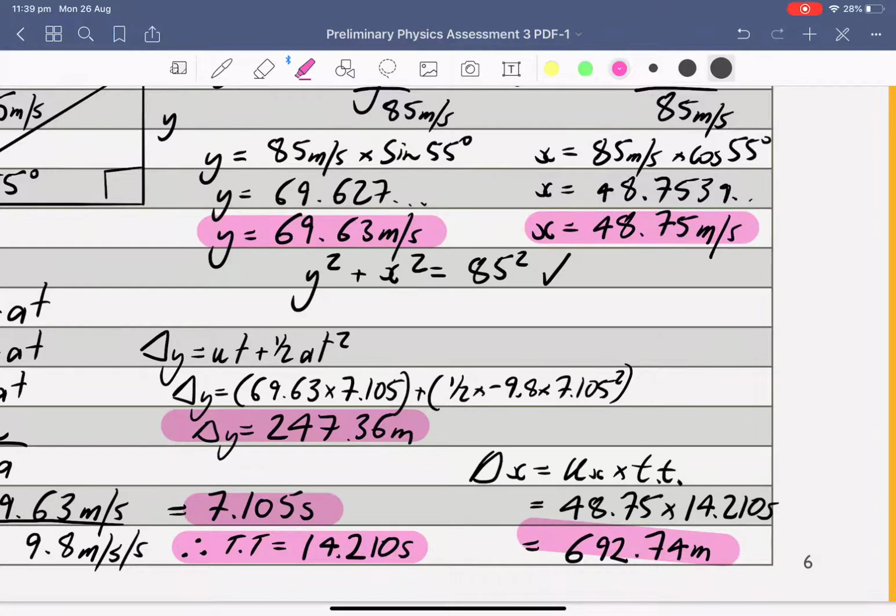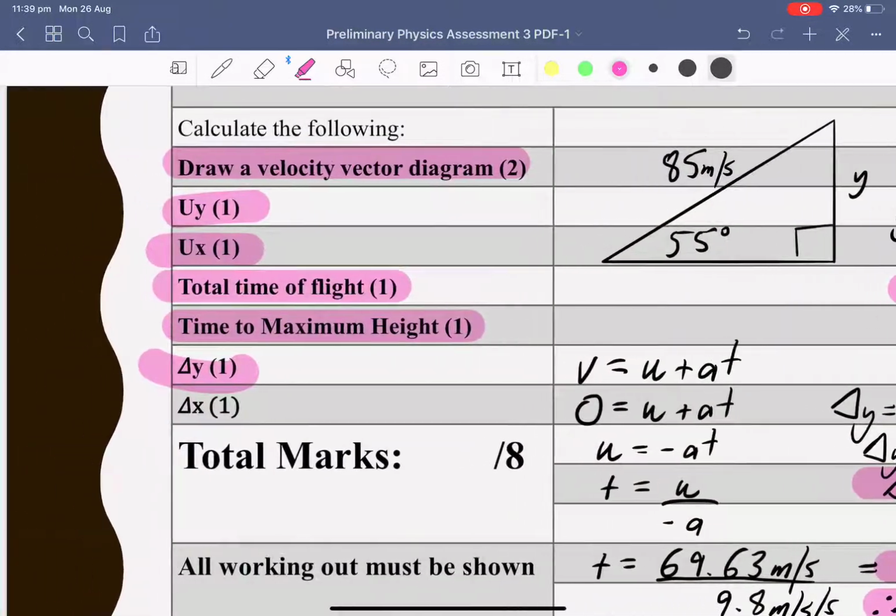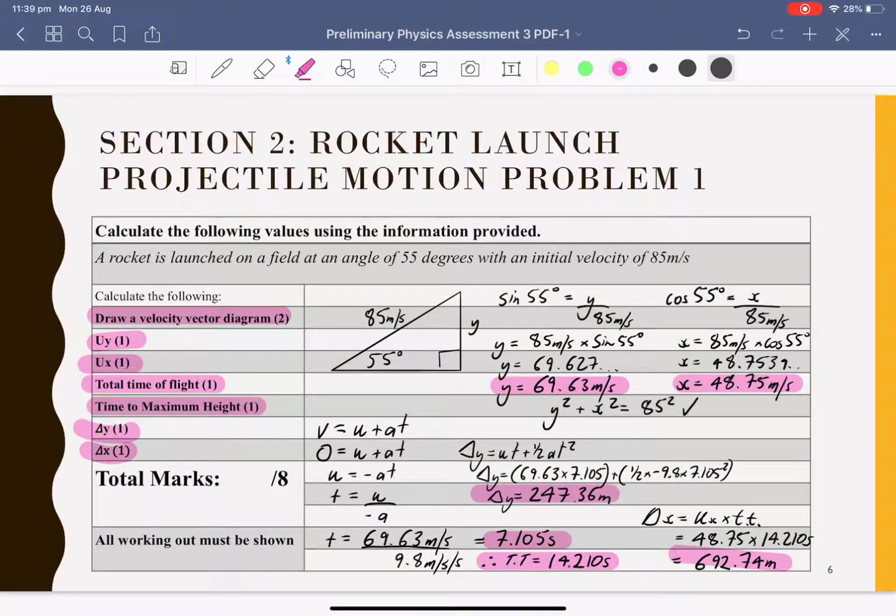There we go. So that is question 2 fully solved. I'm going to move on to the next question.